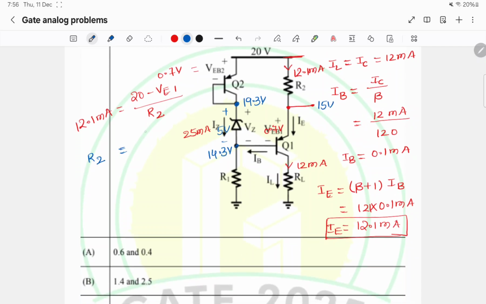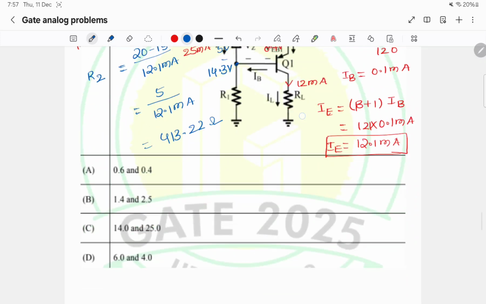So R2 will be 20 minus 15 by 12.1 milliamps, that is 5 by 12.1 milliamps, 5 by 12.1, which is 413.22 ohms.